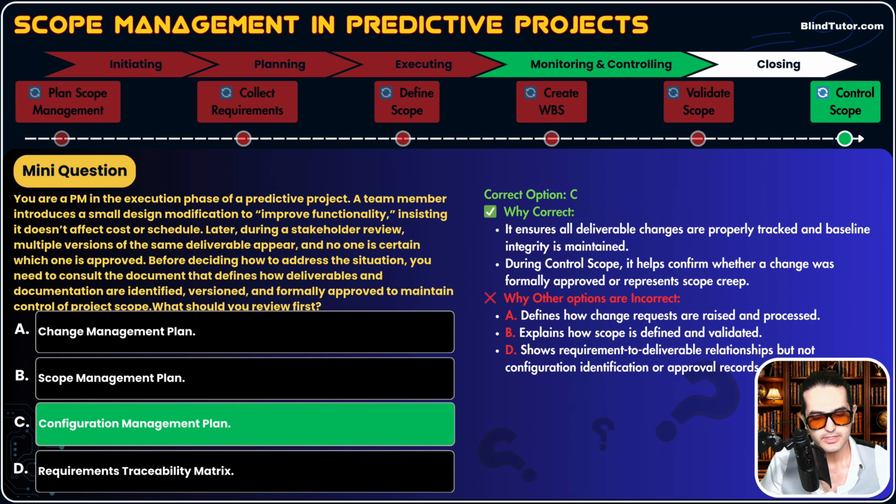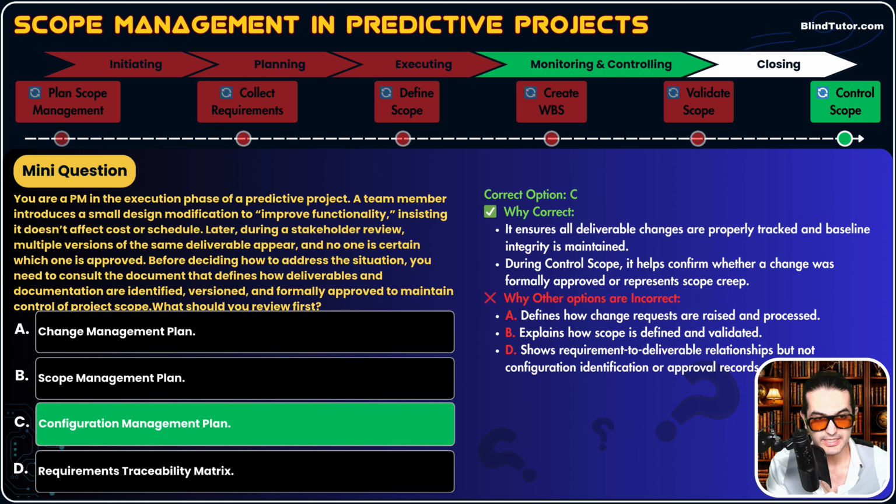Then cost baseline, scope baseline, and schedule baseline are also part of the project management plan, and change management plan and configuration management plan are also part of the project management plan. So project management plan is a master plan including up to like 20 different documents. Let's continue the description. Configuration management plan ensures all deliverable changes are properly tracked and baseline integrity is maintained.